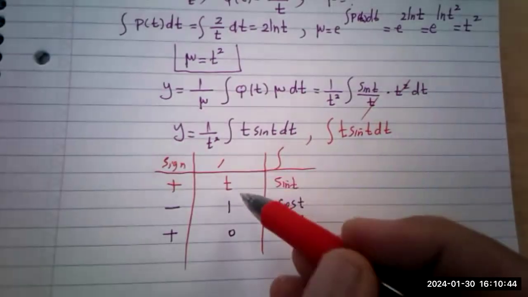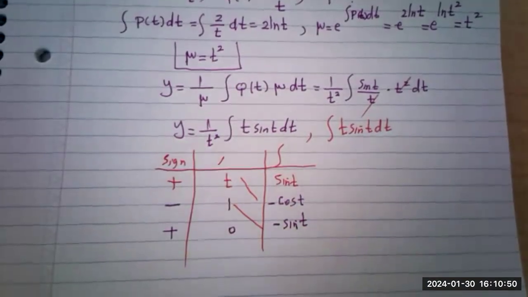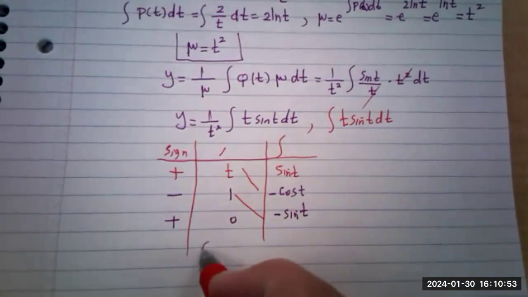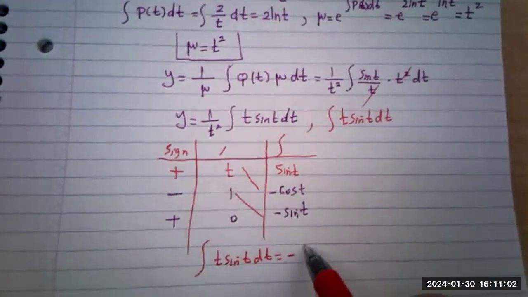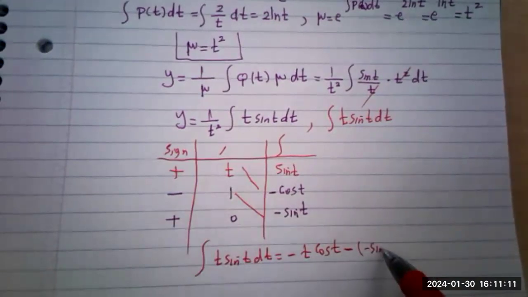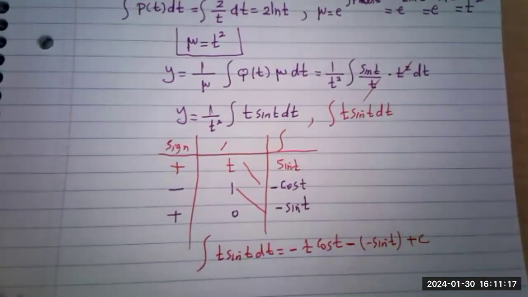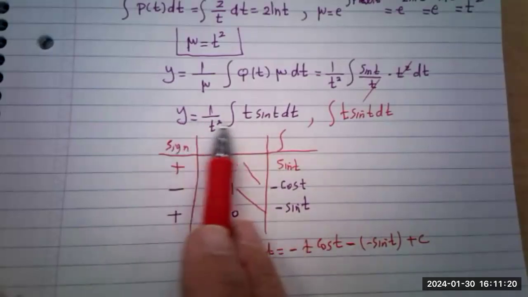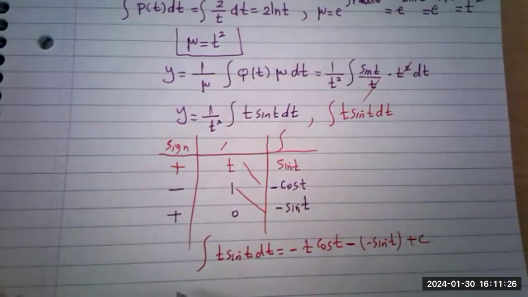Now we're going to collect the result with this cross multiplication type. So the integral of t sine t dt is going to be equal to the first part, negative t cosine of t, minus negative sine t, plus the constant c. So negative here would be positive, and you bring it up here to get the final answer. So this is the final answer.